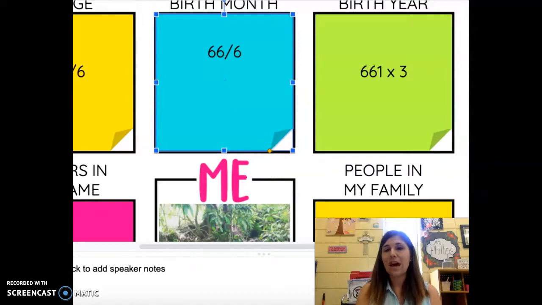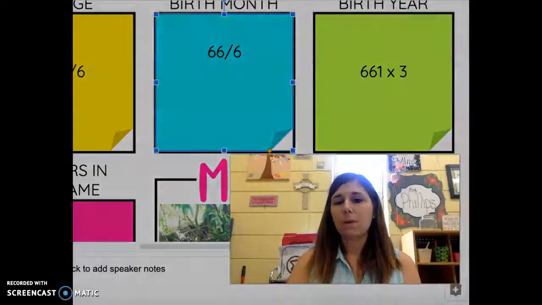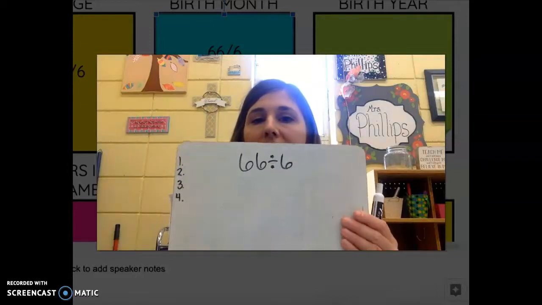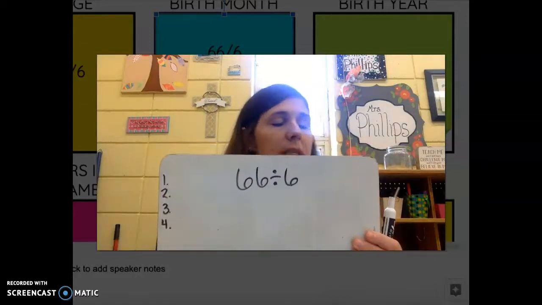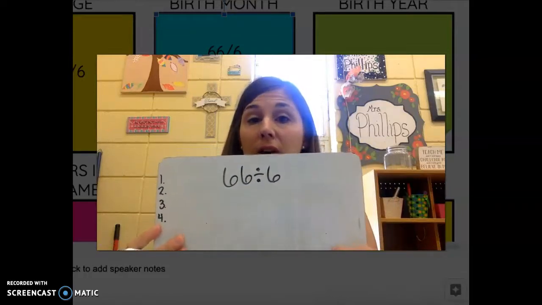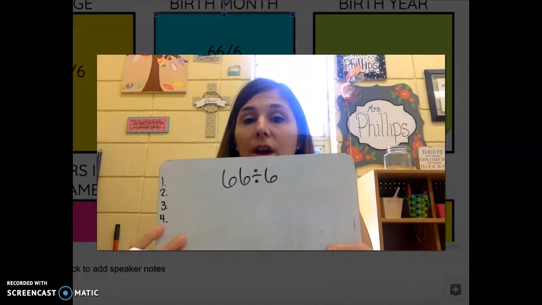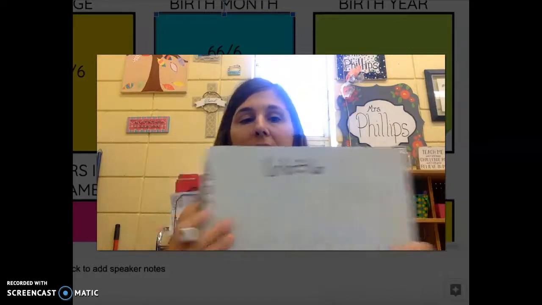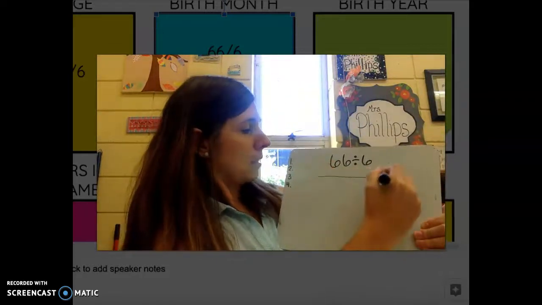So we're going to start out with the birth month box that I have clicked in here right now. Our problem is 66 divided by 6. So I'm going to pull up the camera where you can see me a little better. Here's my problem I have written down on the whiteboard. 66 divided by 6. Remember, we're going to use an area model like we learned how to do last year in 4th grade. So I'm going to draw my box.